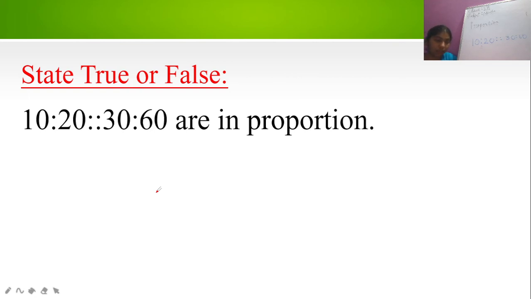Yes students, write down your answer in the comment box and pause this video, then you will do it. Yes students, very good. So basically this is a true statement, right? Why true? Because if we write all these in the form of ratio, we get 10 by 20 equal to 30 by 60, right? If you cancel out all the terms, we get again 1 by 2 equal to 1 by 2. So then we can say they are in the form of a proportion, right?